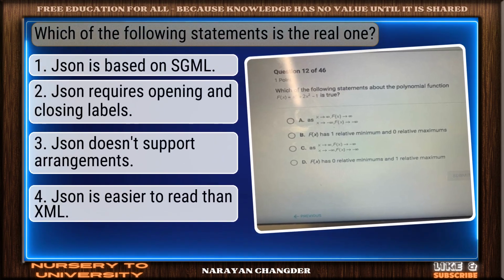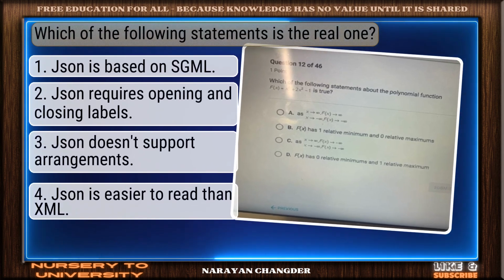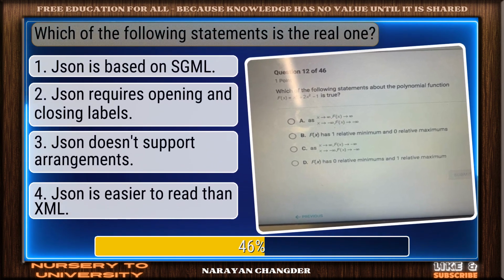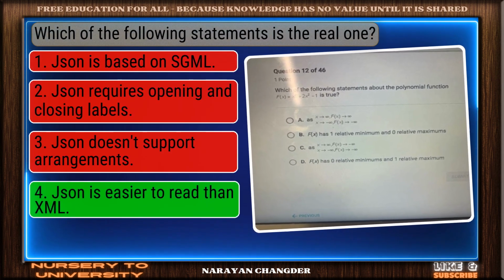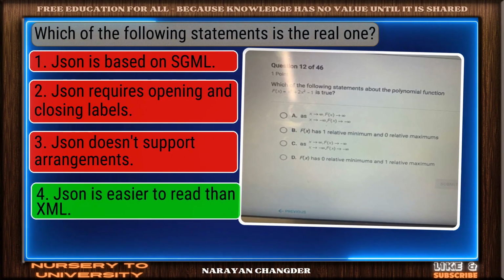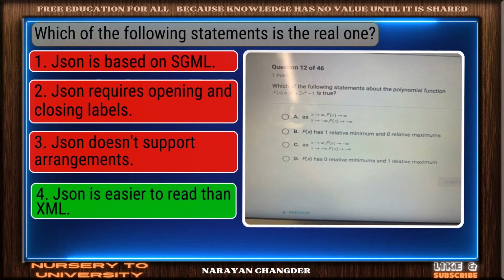Question number 34. Which of the following statements is the real one? Great job. JSON is easier to read than XML is the accurate answer.